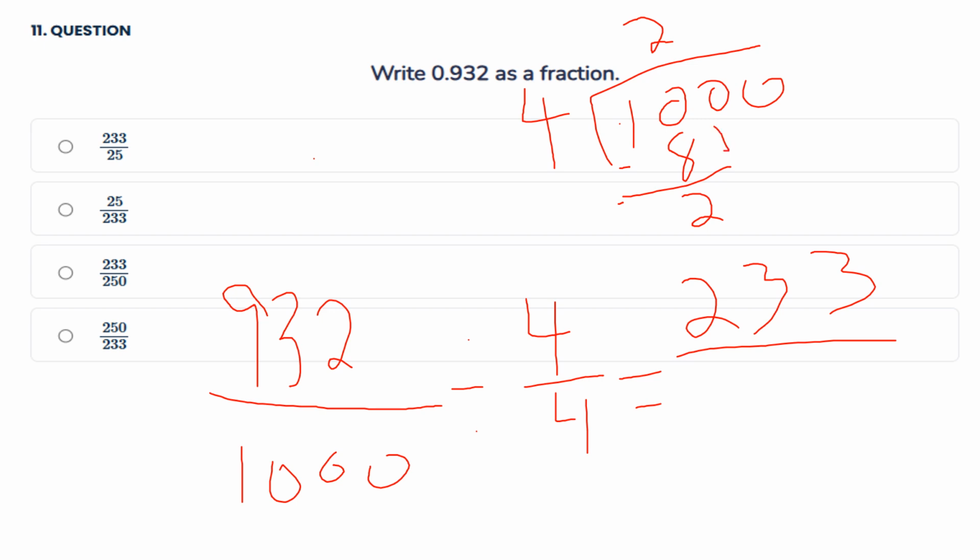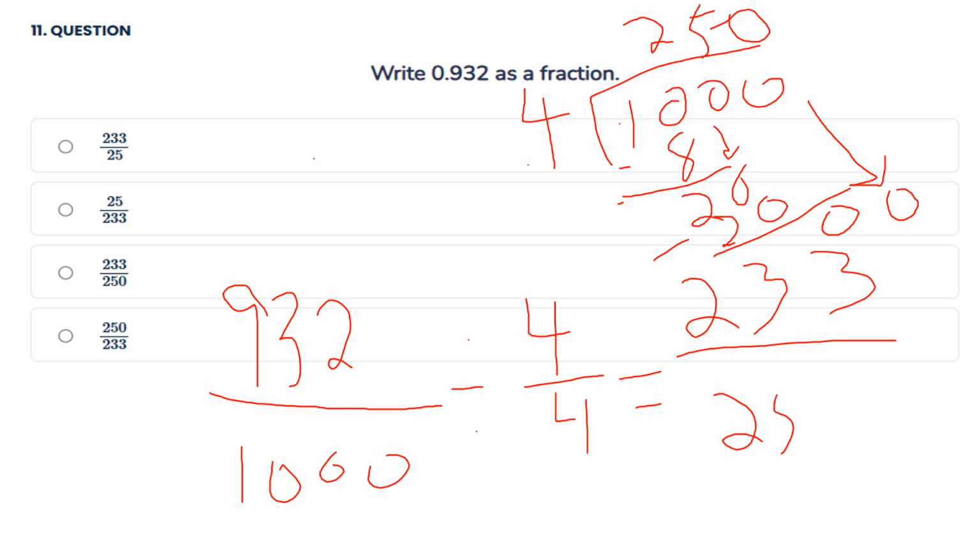I bring the 0 down. 4 can go into 20 5 times. Gives us 20. And 20 minus 20 is 0. And then I bring that 0 down, and 4 goes into 0 0 times. So that means my denominator is 250, leaving me with this as the answer.